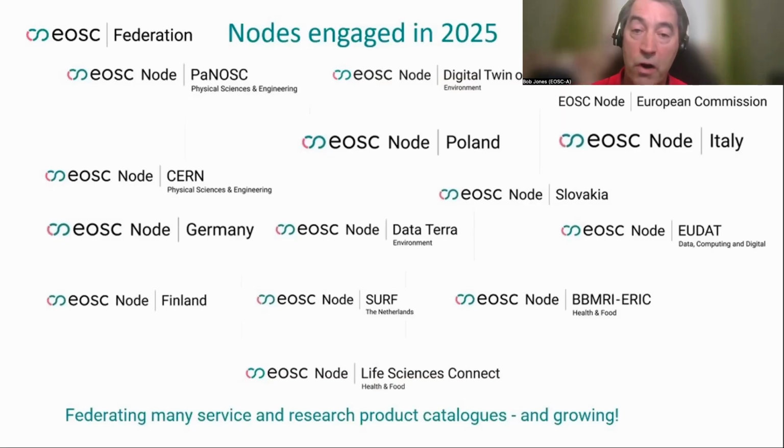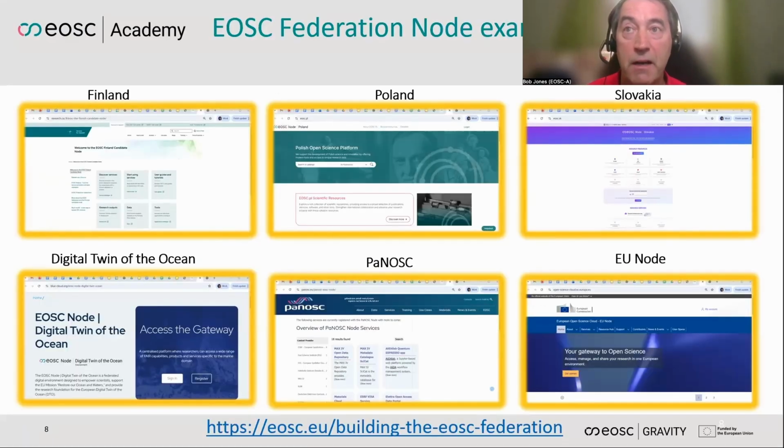So they have all joined. They're actively working. They have federated together many services and research product catalogs, data sources, and so on. And that continues to grow as they onboard more resources into each of the nodes. The total content of the Federation is progressively growing. You can find out more details about all of the nodes through the website. The link there is at the bottom of this page.